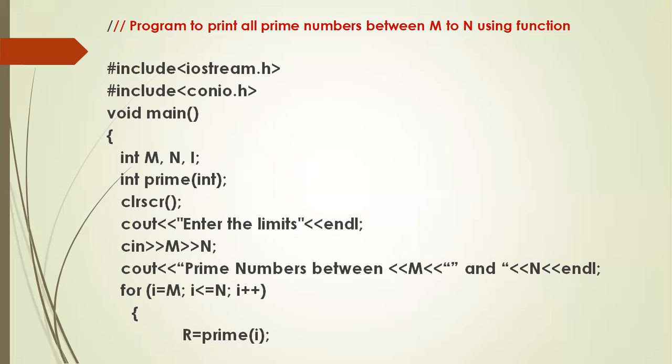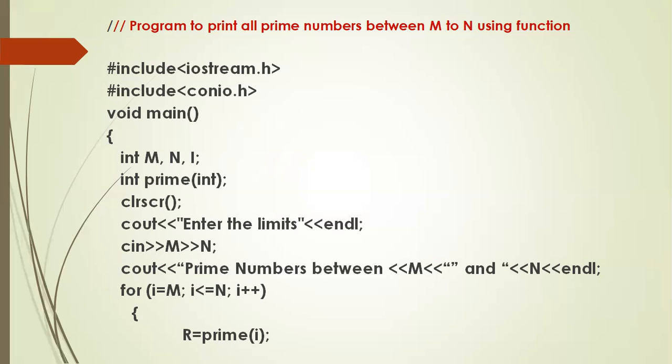So int m, n, i. m and n are the 2 limits between which you have to display the prime numbers. Since you are using a for loop, we are taking a control variable called i. Int prime. In this program, the main function is calling a function called prime that takes one number as an input and returns an integer type. If the given number is prime, it returns 1. If the given number is not prime, it returns 0. So the output of the prime function is either 0 or 1, which is definitely an integer. So the return type is int and the input is also an integer.